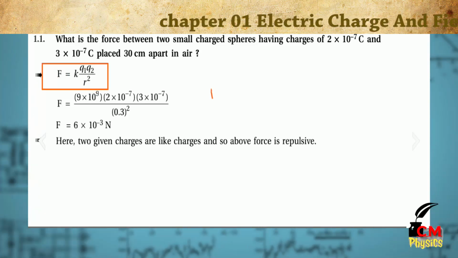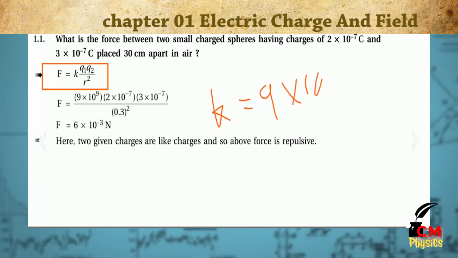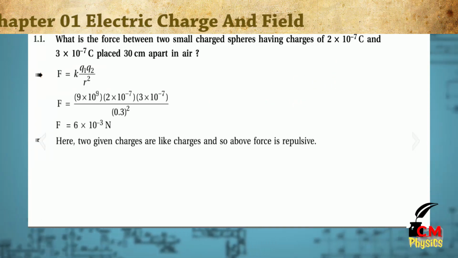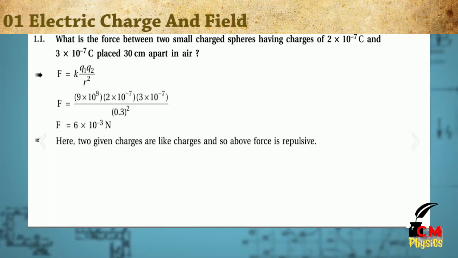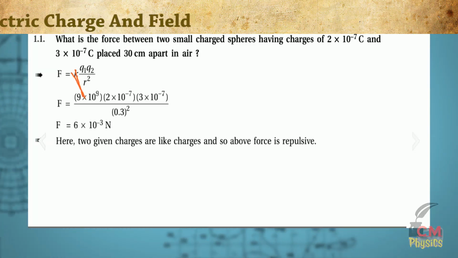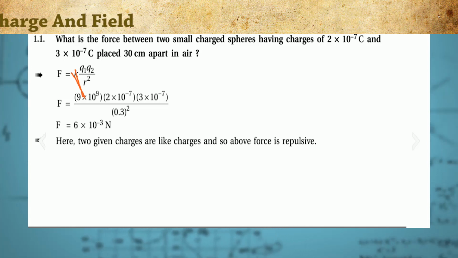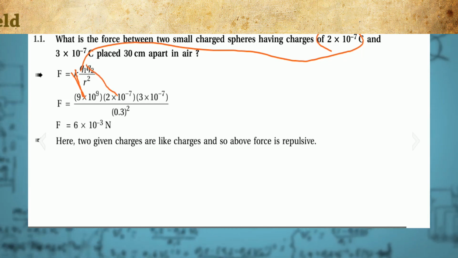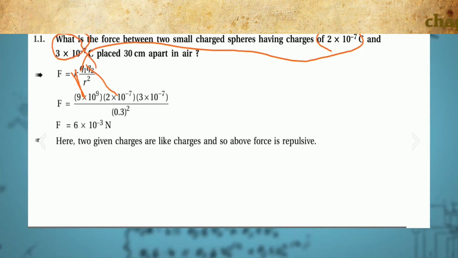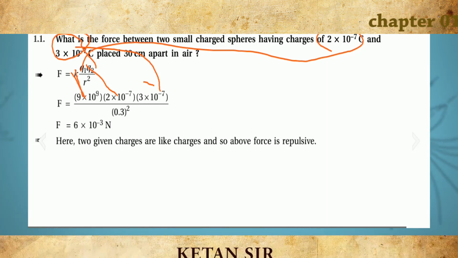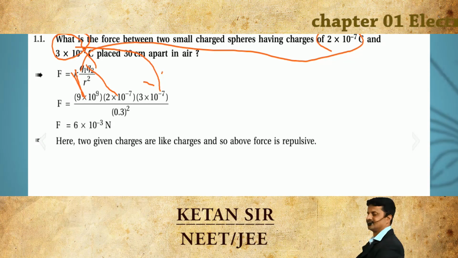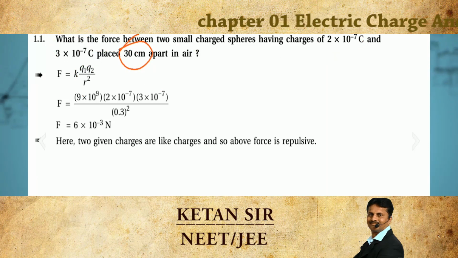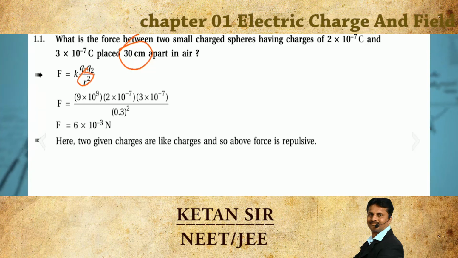For example, you know very well K is equal to 9 into 10 raised to 9. Charge q1 is given to you, 2 into 10 raised to minus 7. Charge q2 is given, 3 into 10 raised to minus 7, and the distance between them is 30 centimeter, and you will convert centimeter to meter. That means r square is 0.3 square.